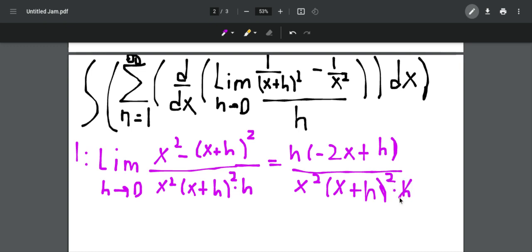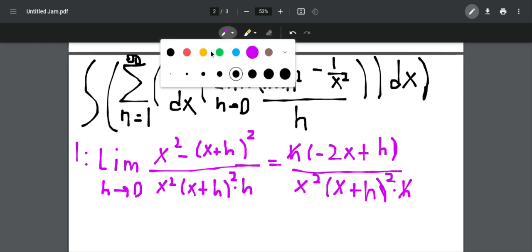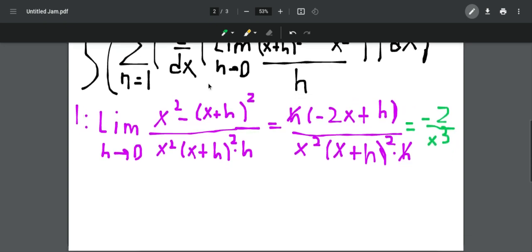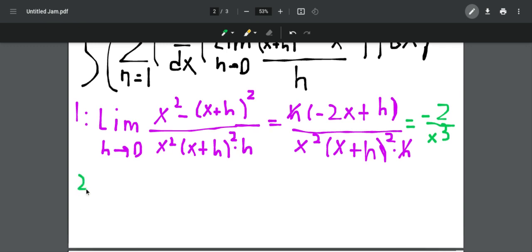Now we can see that the h's cancel out nicely, and when we take the limit as h goes to 0, we can just put 0 where we see h. So we just get negative 2x over x to the power of 4, which is the same as negative 2 over x to the third power. So this is the answer to the first part of the question, but we're not done because then we should take the derivative. So I'm going to write part 2.